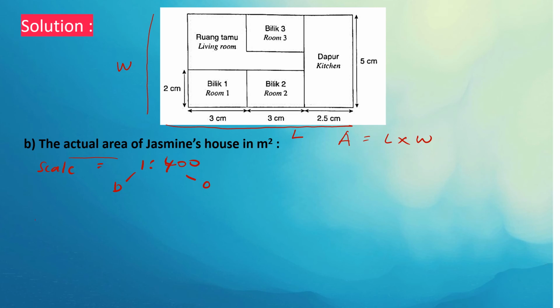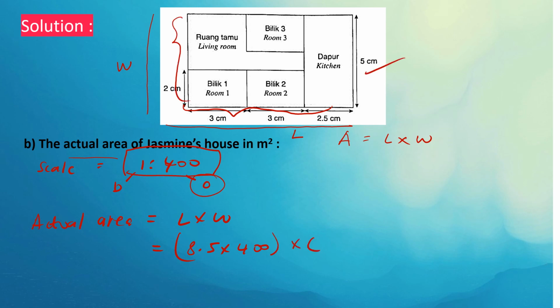So the actual area equals length times the width. The length here is 3 plus 3 plus 2.5, which is 8.5. Remember to times with 400, because the scale given is 1:400. So the 400 refers to the actual, the original size. So times with 400, and then you times with the width. The width here is 5 centimeter. So 5 times with 400. And remember this is in centimeter.